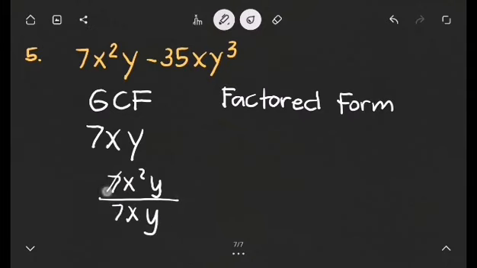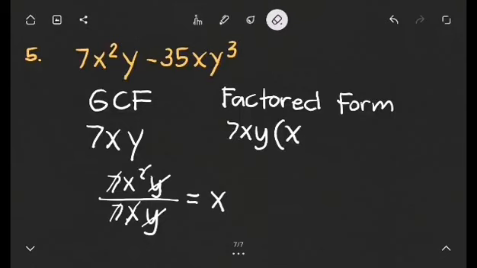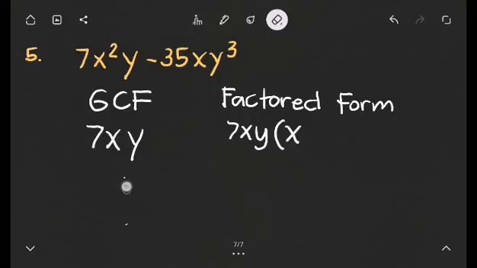So 7, ito cancel. So x squared divided by x, so makakancel ito. Then y divided by y, cancel kasi that is equivalent to 1. So ang natira lang sa atin is x. So ibig sabihin, when we factored out 7xy dun sa ating binomial, ang first term natin inside the parenthesis is x. Okay. So, proceed tayo dun sa second term.